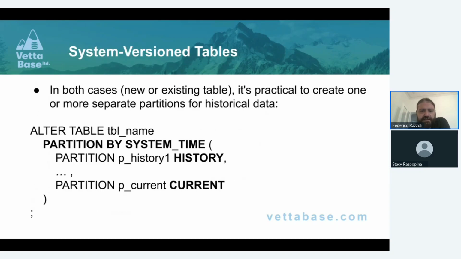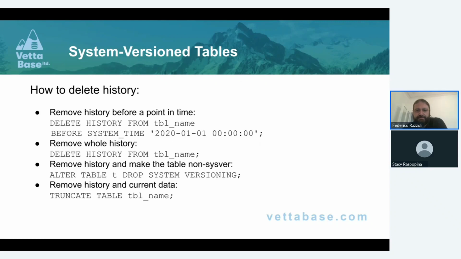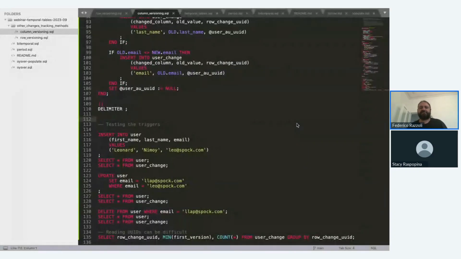But there is also another way, and I didn't write it in the slide for some reason, but I will show you when I run some examples. You can also delete historical data. There are several ways depending on how drastic you want to be, but most commonly, you will run this command, the first one, delete history from table before system time, and then you specify a timestamp. So, as I promised, let's see some examples.